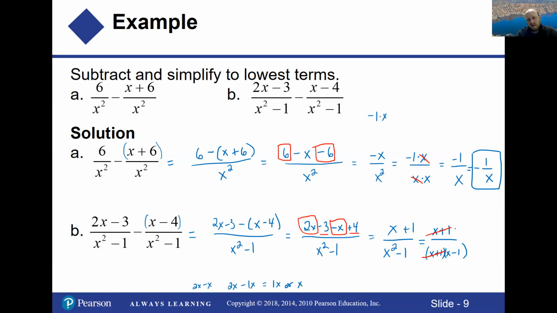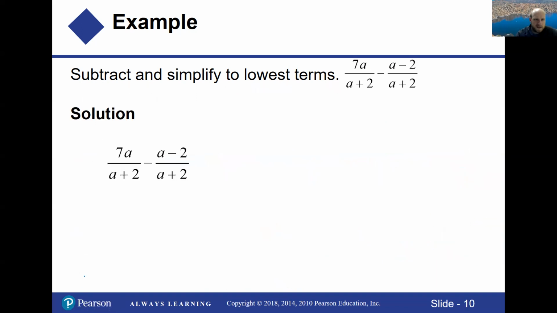And this could also be written in parentheses, right? So then left on top, we just have a 1. And remember that comes from the fact that we could write x plus 1 as 1 times itself. So we cancel the x plus 1 over x minus 1.